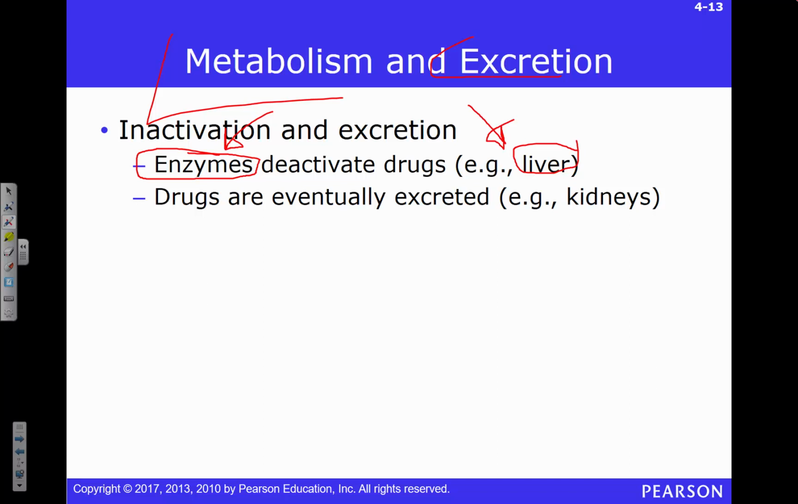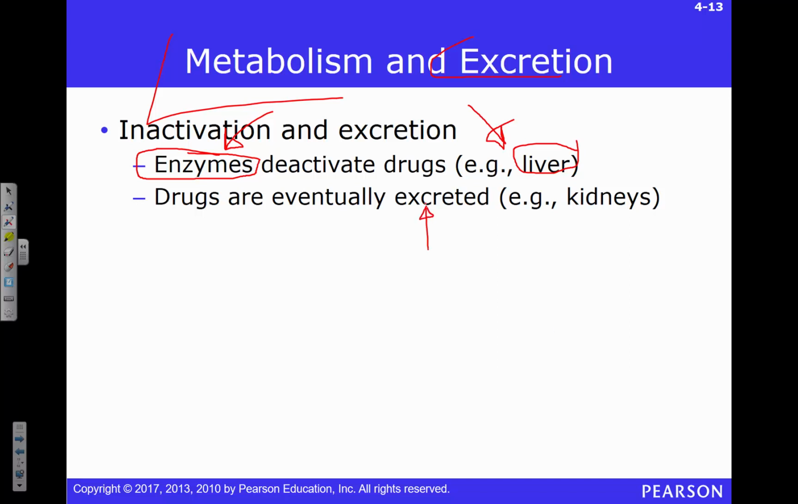It's formed in your liver. Not too big of a deal. Takes alcohol, makes it into not alcohol. Doesn't really matter what the metabolite is, but it's not alcohol. So it's not going to have an effect, right, Jason? So it's not going to affect your body anymore. These drugs are eventually going to be excreted by your kidneys.